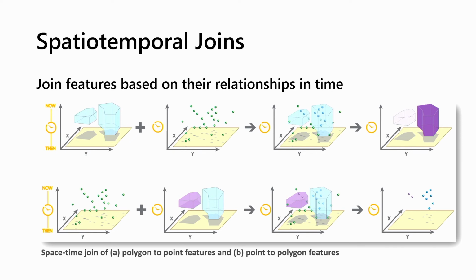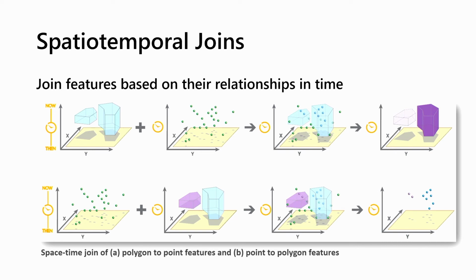The same can be said for the bottom. Here I'm doing a spatial and temporal join at the same time. The points are within the polygons in both space and time. And I believe there's about 13 different relationships you can do with time, so there's a lot of flexibility with those and what you can actually do.